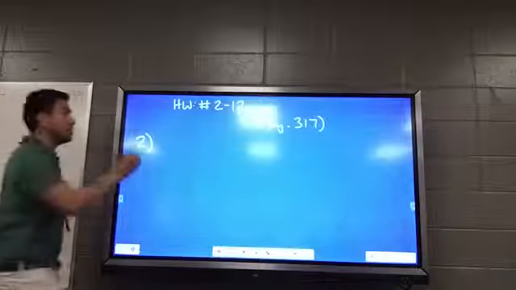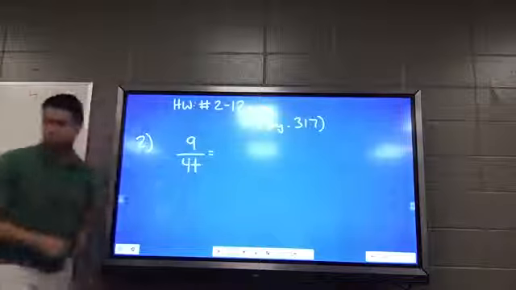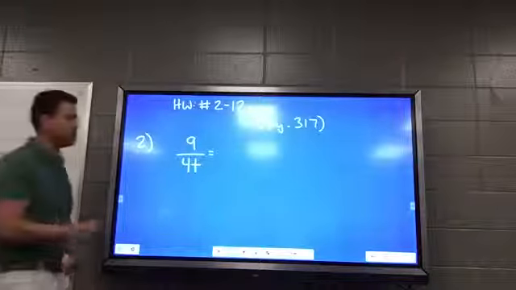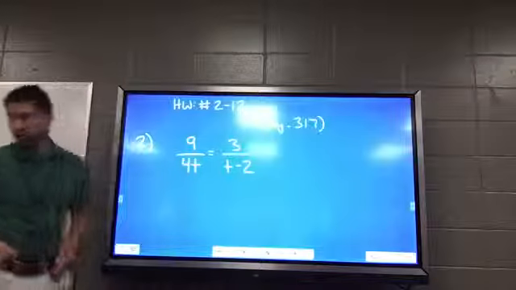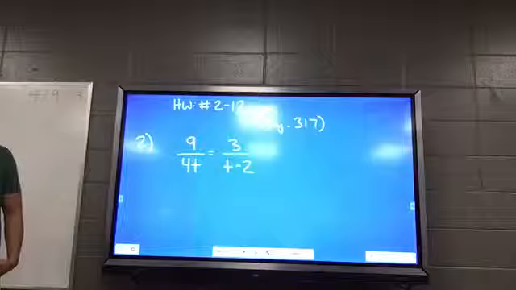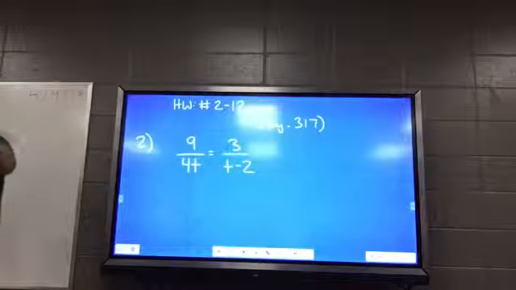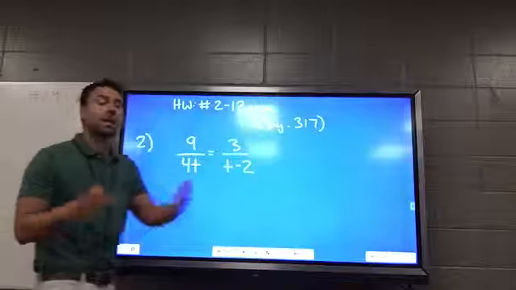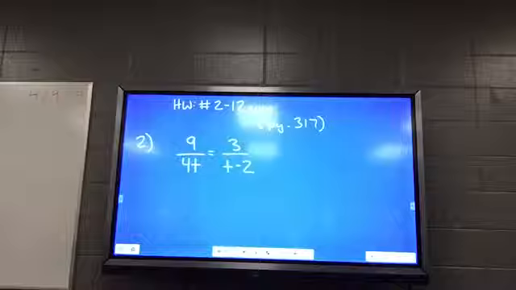So I got 9 over 4t equals, for number 2, 3 over t minus 2, I believe. Okay, if it's a proportion, what do you do? Cross multiply. If it's not a proportion, you can make it into a proportion by adding or subtracting the fractions that might be on one side or another.